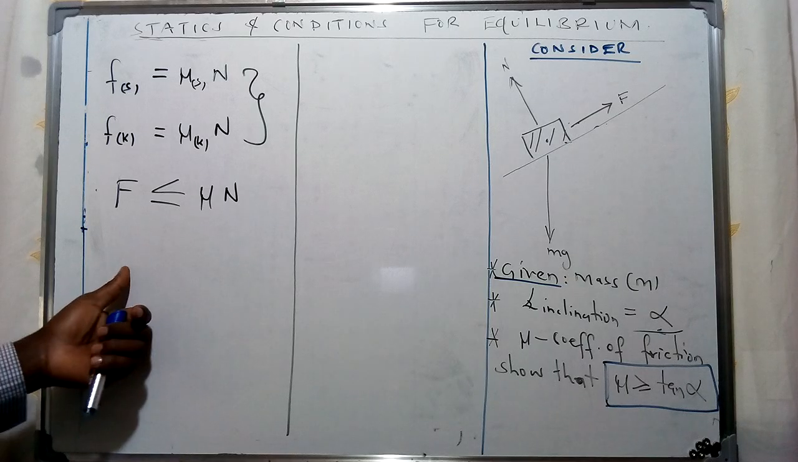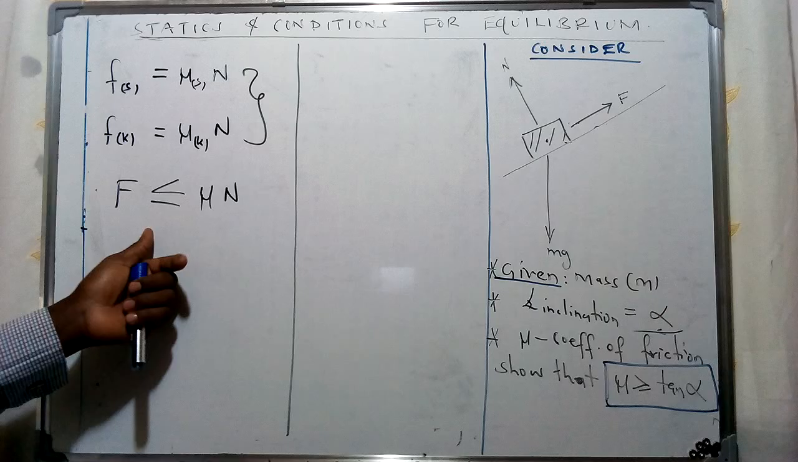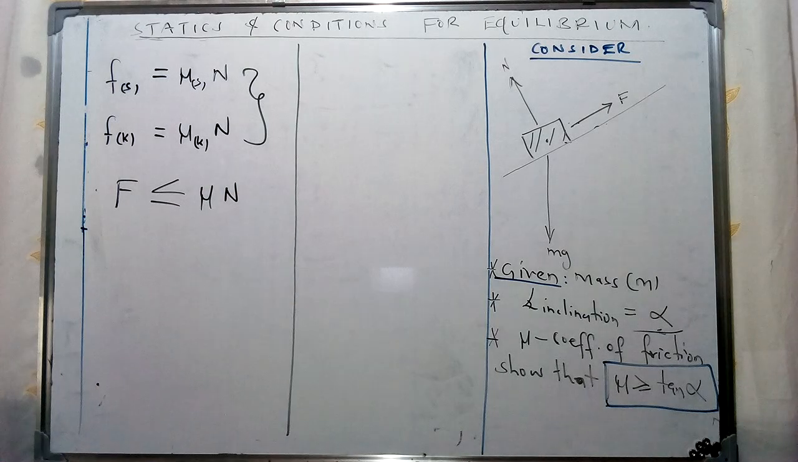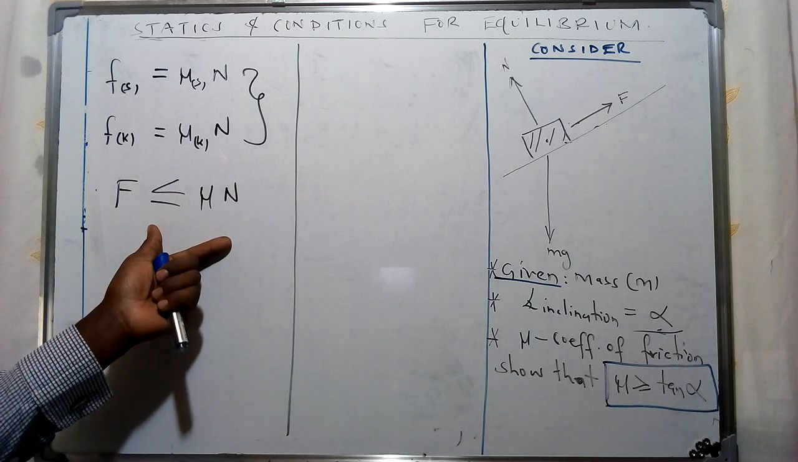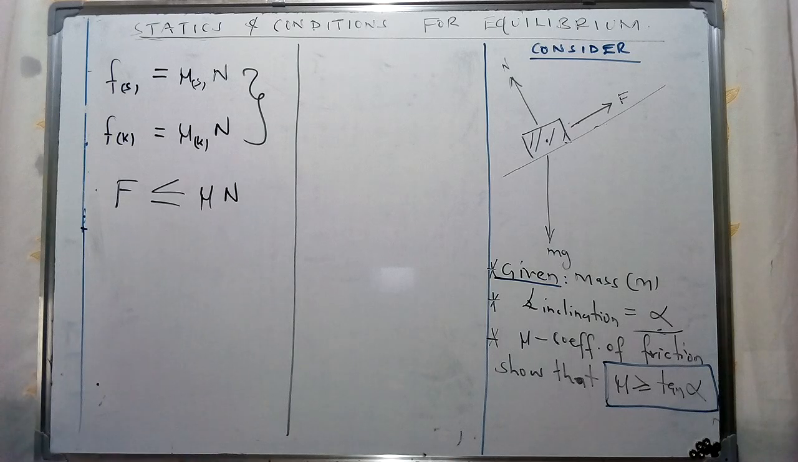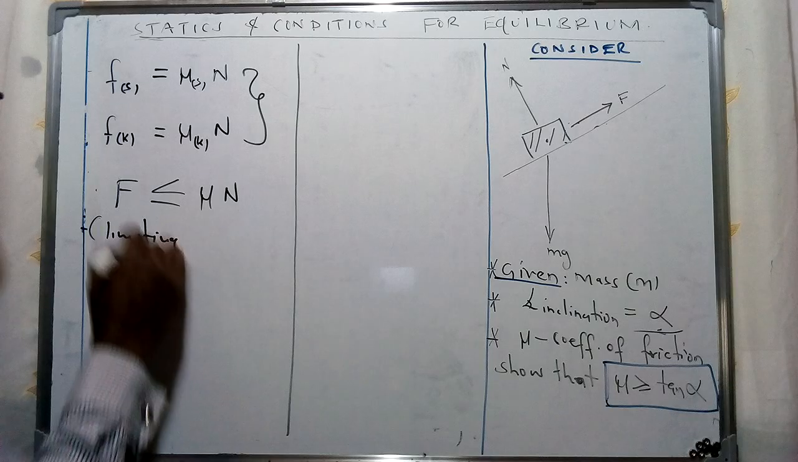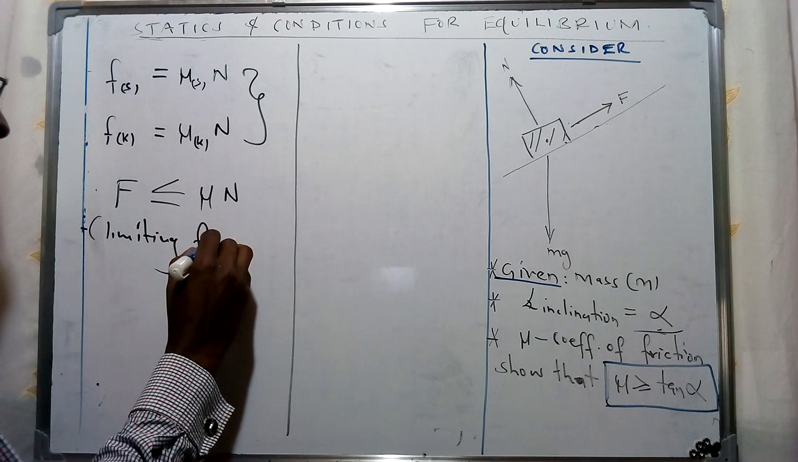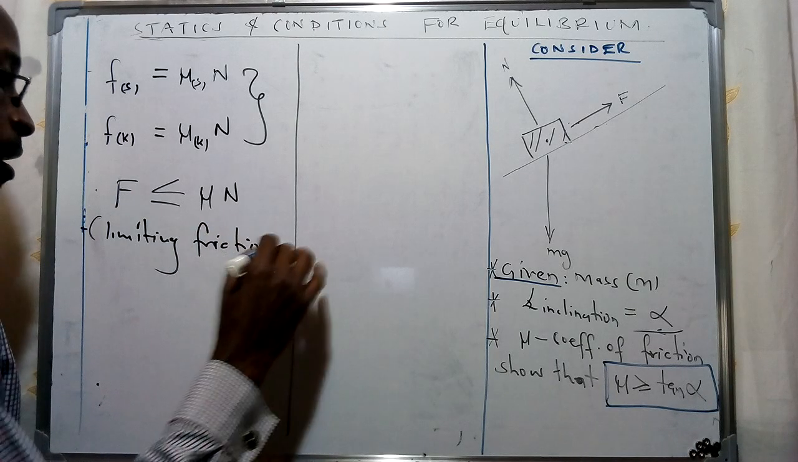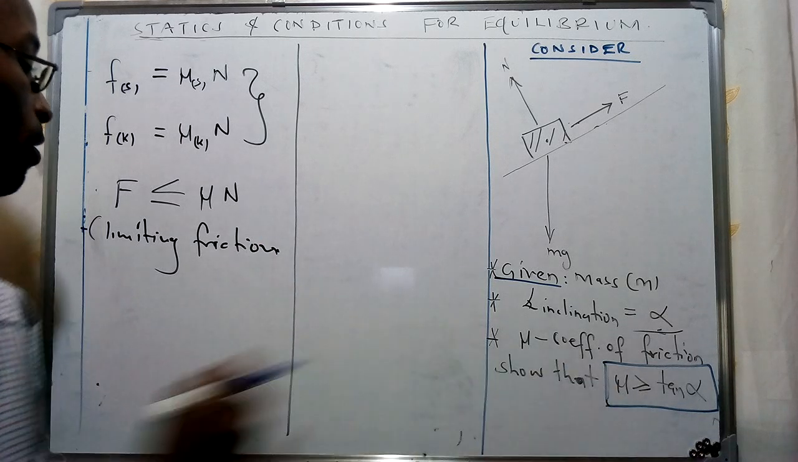So for the condition of equilibrium to exist, the amount of friction in such a scenario is going to be just sufficient to prevent relative motion of the object. And of course, it's not going to exceed this value, which you are going to refer to as the limiting friction. Now for us, we are going to use this concept of limiting friction in order to define the coefficient of friction given this angle of alpha.